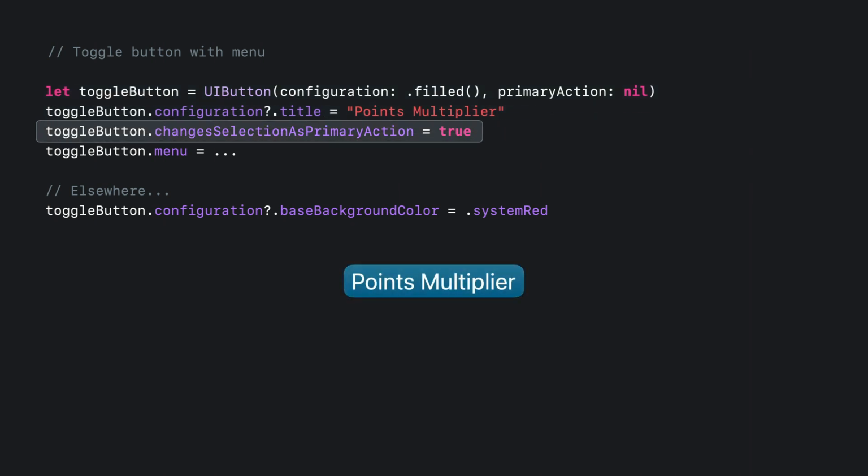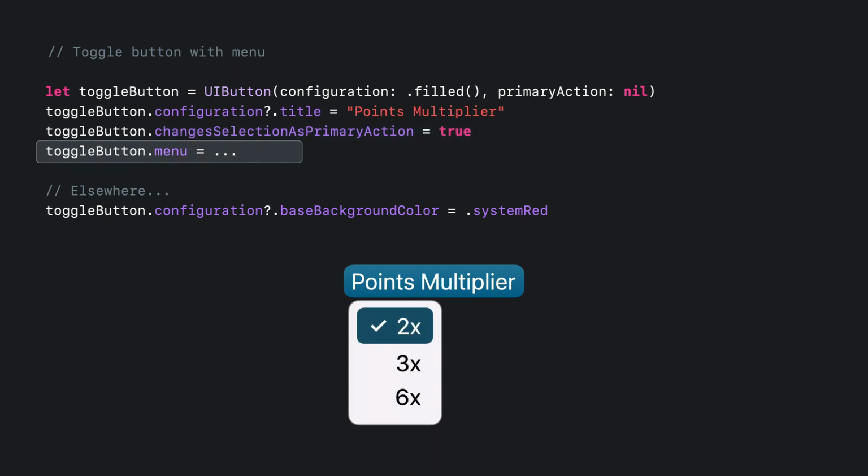To get the toggle behavior, I'll use the new Boolean property Jason told us about. Changes selection as primary action. Set that to true. Now our button's background color will toggle between the app's tint color and the standard colorless appearance. I'll attach a menu as well, configured with our multiplier values and some UI actions. And finally, in our menu's action handlers, if the user selects the biggest points multiplier, we will conditionally change the toggle's background color to a system red.